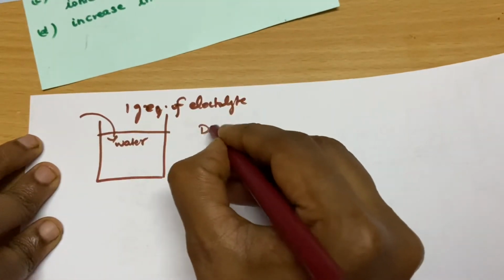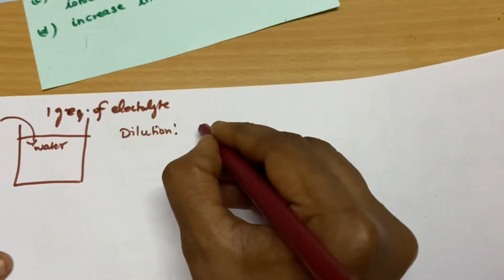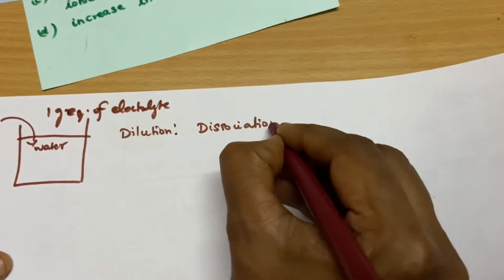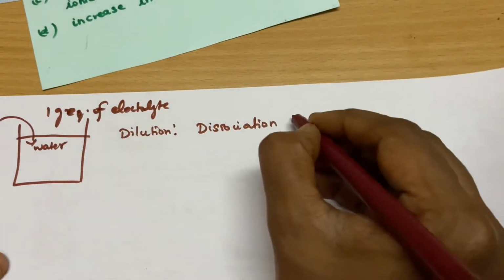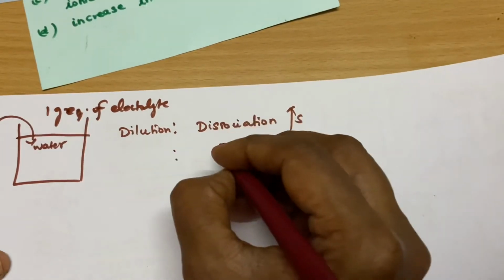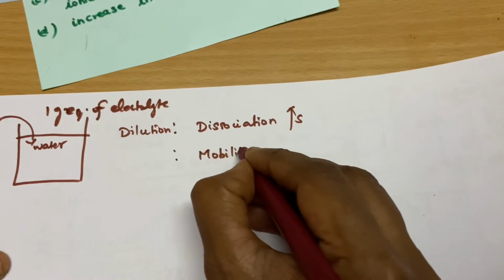What are the effects of dilution, students? There are two effects of dilution. The dissociation increases due to the dilution. And another thing, the mobility of the ions increases.